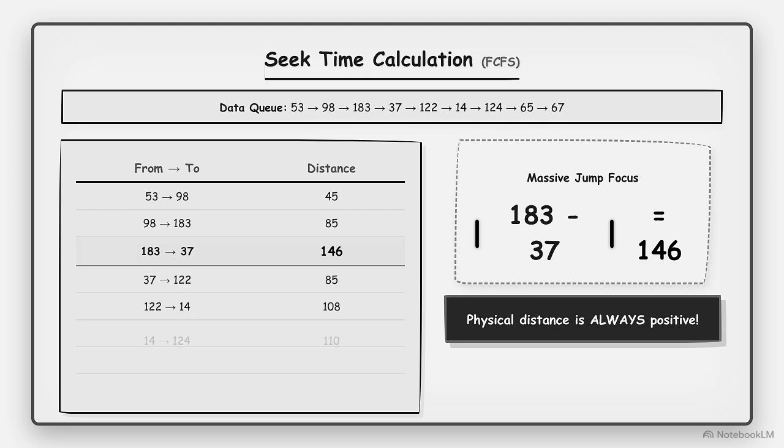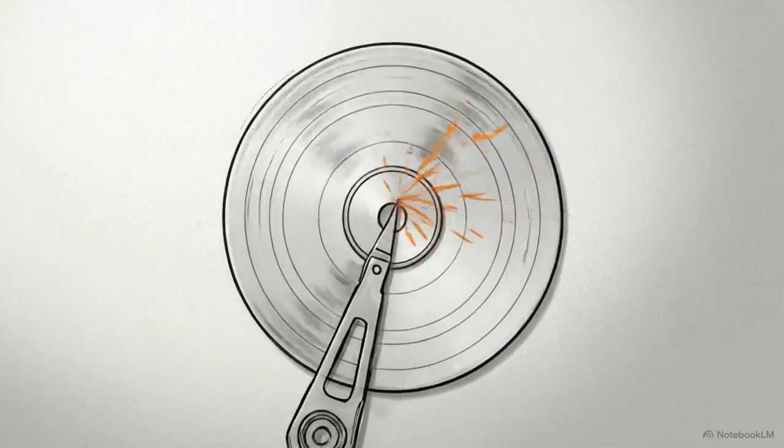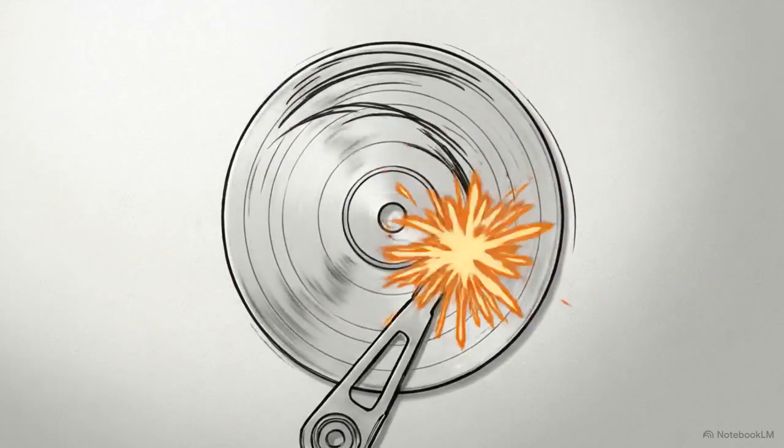We repeat this simple subtraction down the rest of the line. We log 85, 108, 110, 59, and finally, a tiny jump of just 2 cylinders from 65 to 67. Logging these individual absolute jumps is the only way to accurately quantify the physical wear and tear this exact algorithm places on the hard drive.